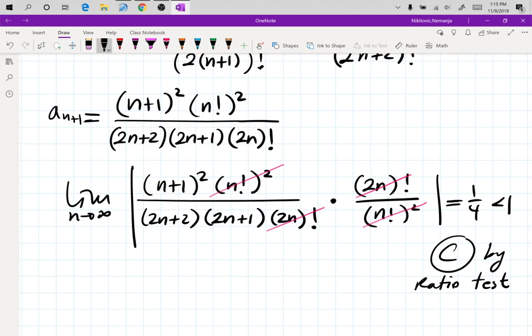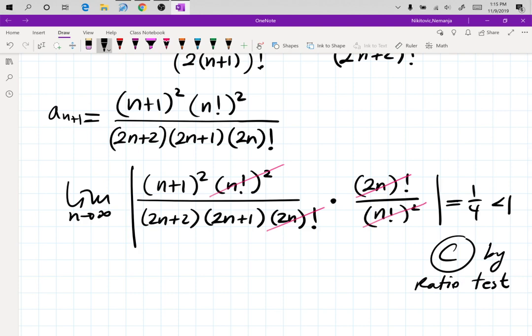How are you multiplying by 2n factorial and n factorial squared? What do you mean, how do I multiply? That's dividing by the original one. Yeah, are you talking about this? Yeah, I skipped the step where I wrote them as a division. I just wrote it as a flipped multiplication.